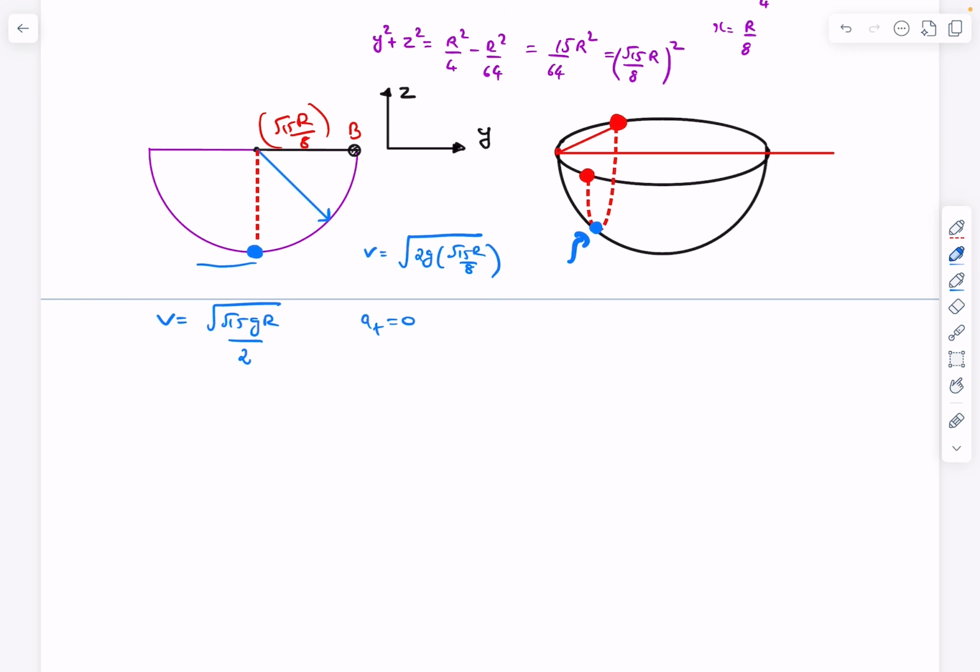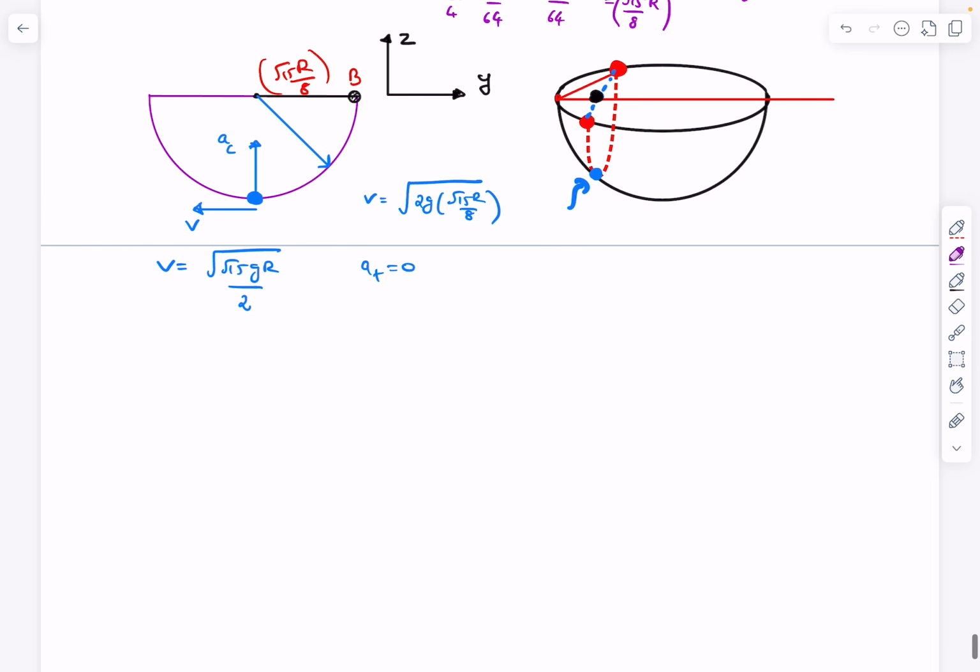But as the particle has some speed, its speed is actually v, it will have a normal acceleration that is directed towards the center of the circular motion, or the center of curvature that we can call. And the center of curvature is the center of the circle in which the particle is moving. So from this view, the center actually lies over here.